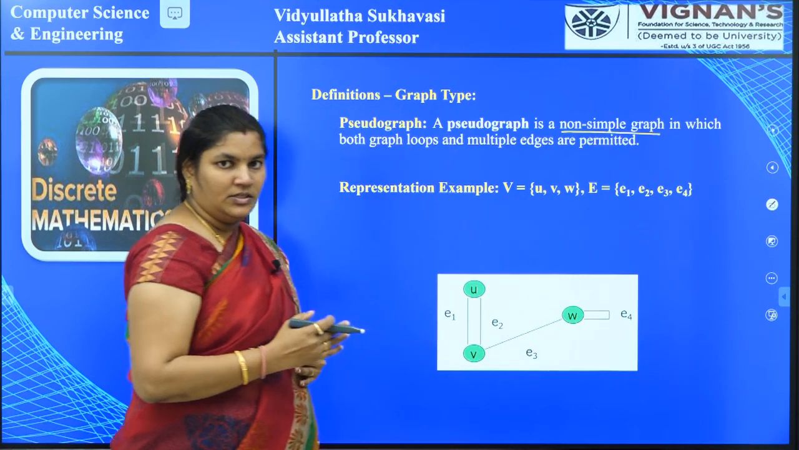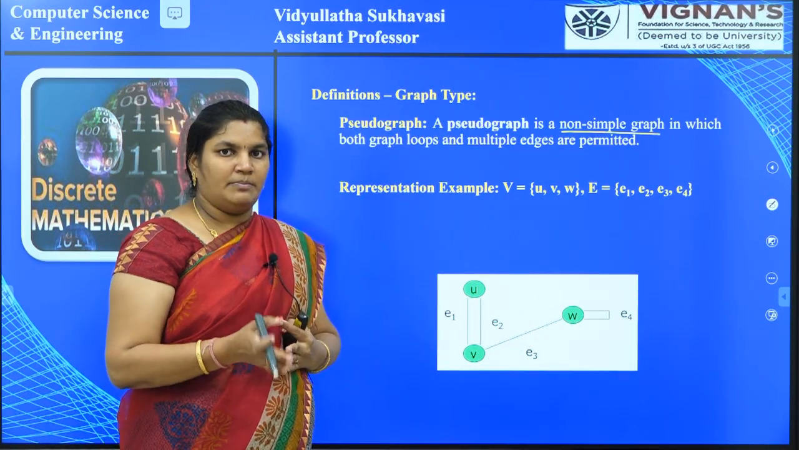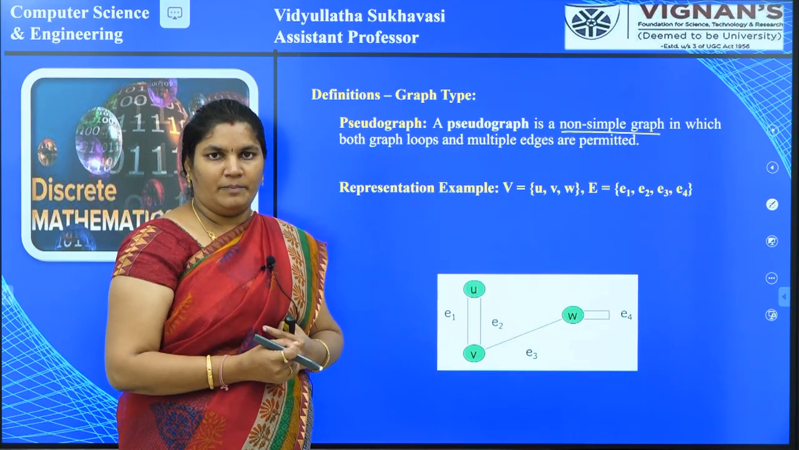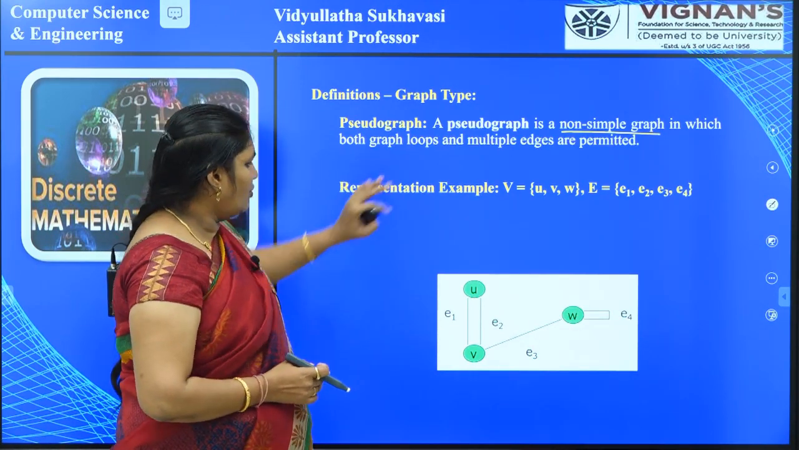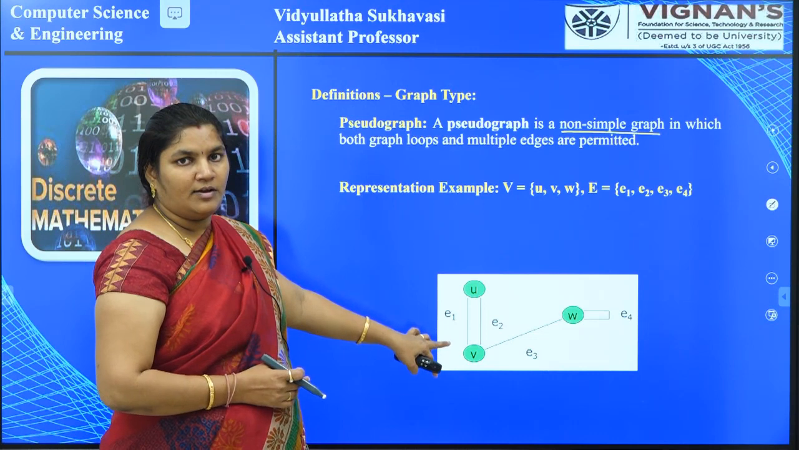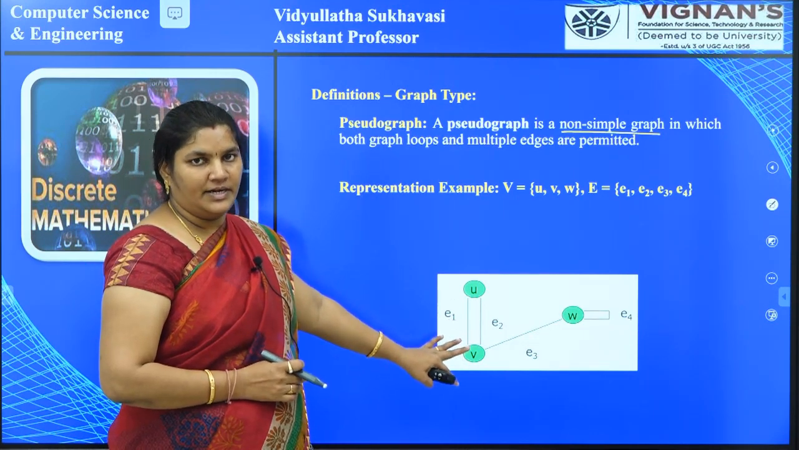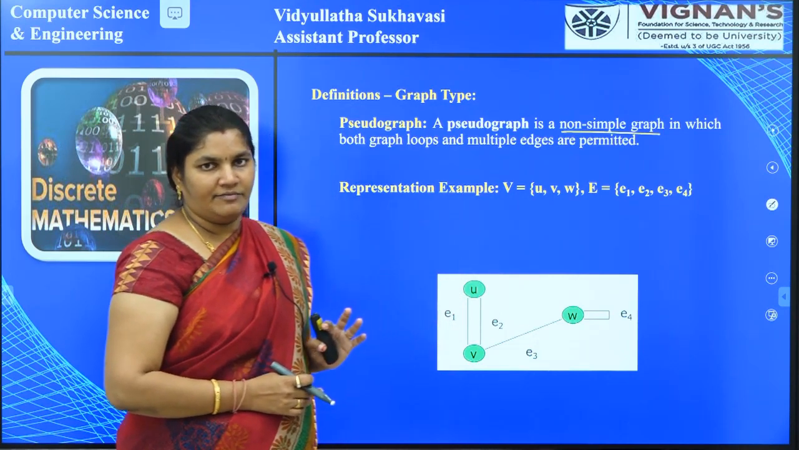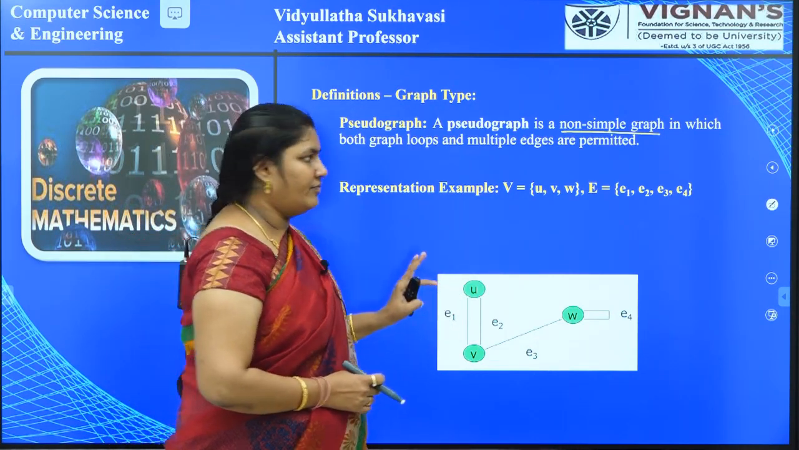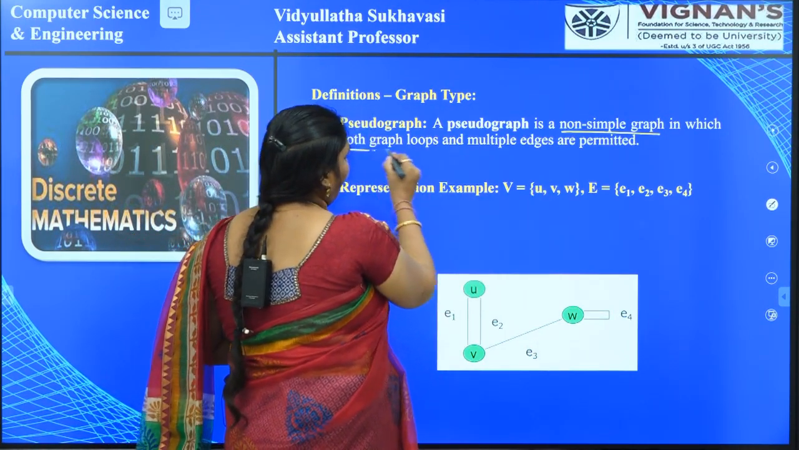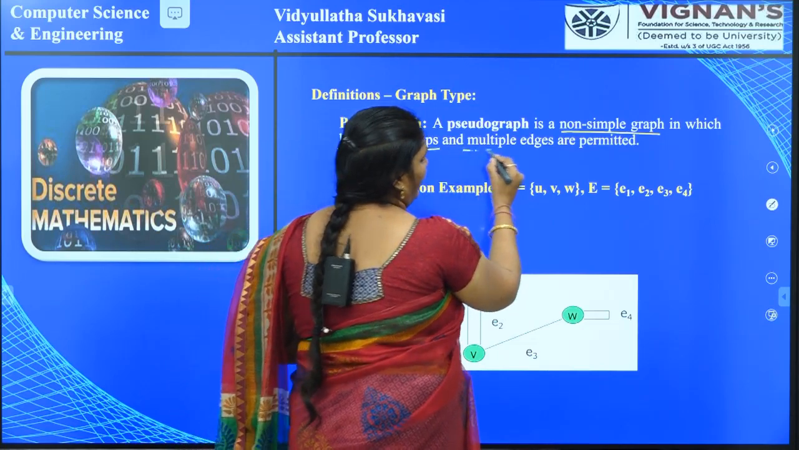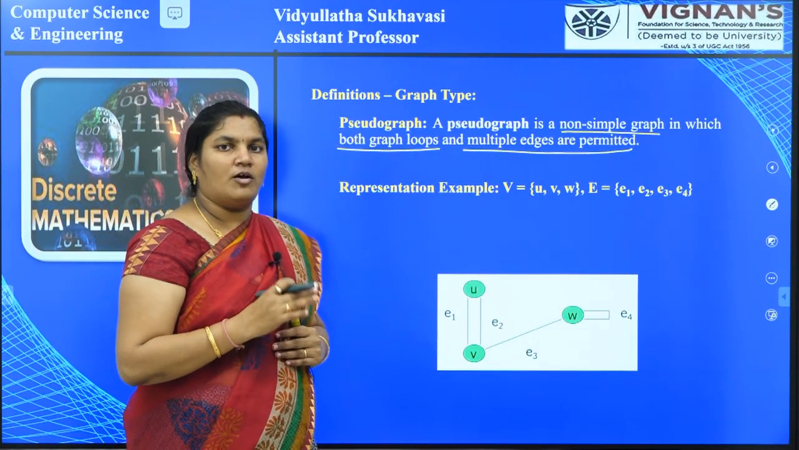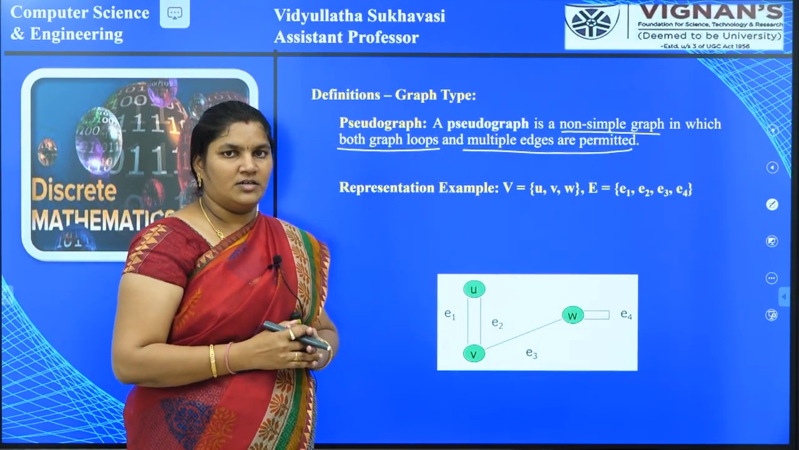That means it is not a simple graph. A simple graph does not have any loops, and no multiple edges are possible. But in a pseudograph there is a possibility of loops and multiple edges. That's why we say it is a non-simple graph. It is not a simple graph; both loops and multiple edges are permitted. In this graph we can specify loops and also multiple edges.